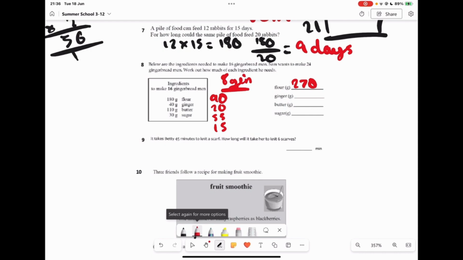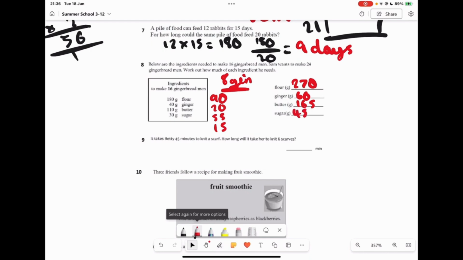For ginger, it will be 60. For butter, it will be 165. Yep. And for sugar, it will be 90. Oh, no. Sugar, it will be 45.